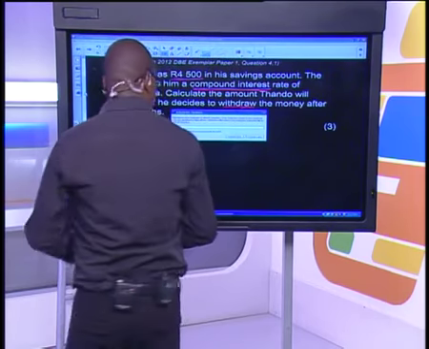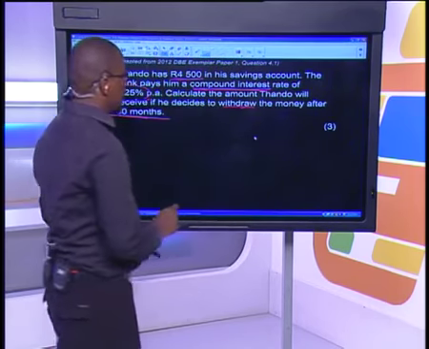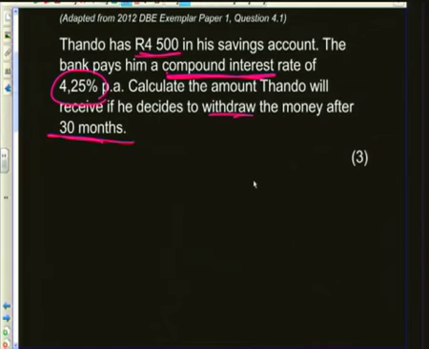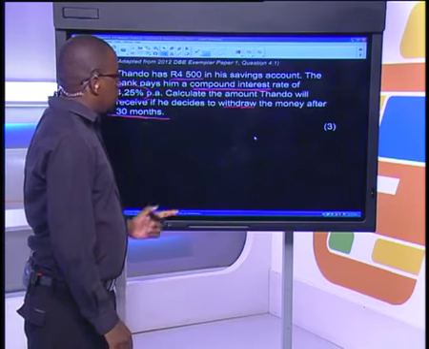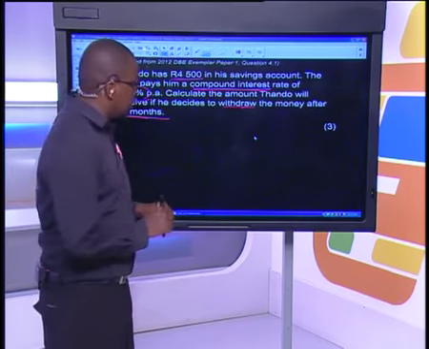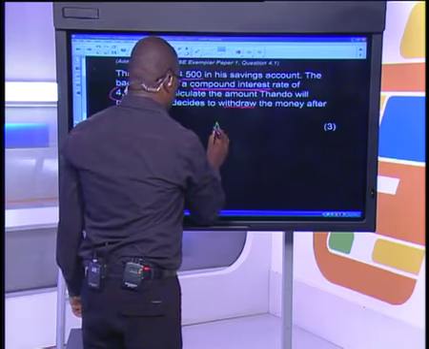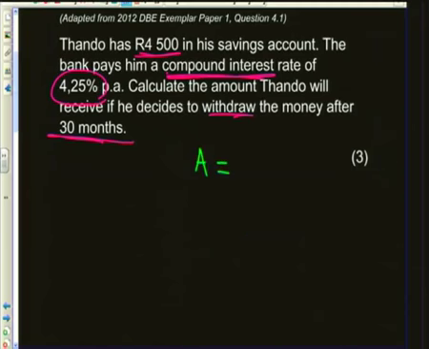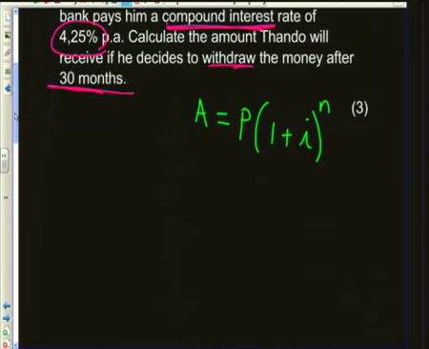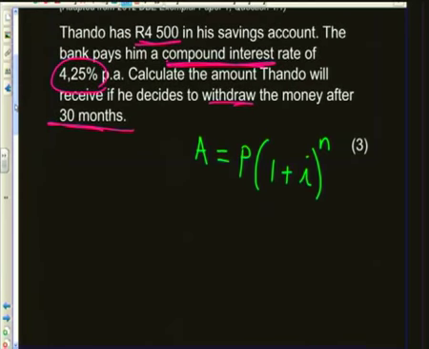Guys, I hope you've done this question. Let me just repeat. Tando has 4,500 in his savings account. The bank pays him a compound interest rate. Now, grade 10s, you've got your simple interest and your compound interest. They're telling us that this is compound interest, so we know that the formula to use is A equals P bracket 1 plus i, but all to exponent n. Guys, this is not simple interest. You're not going to use your A equals P bracket 1 plus in.